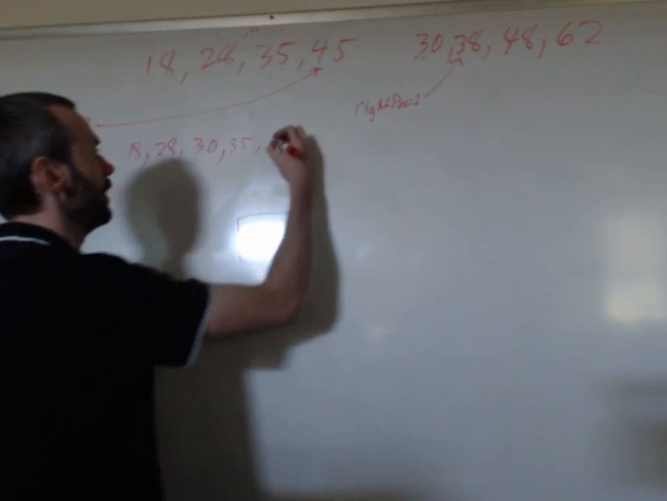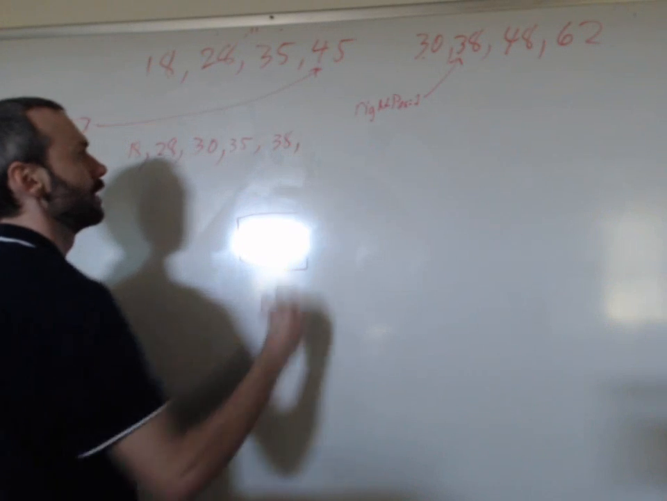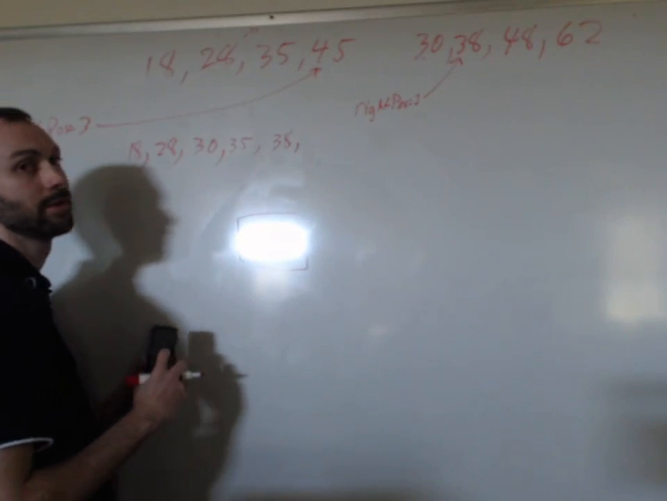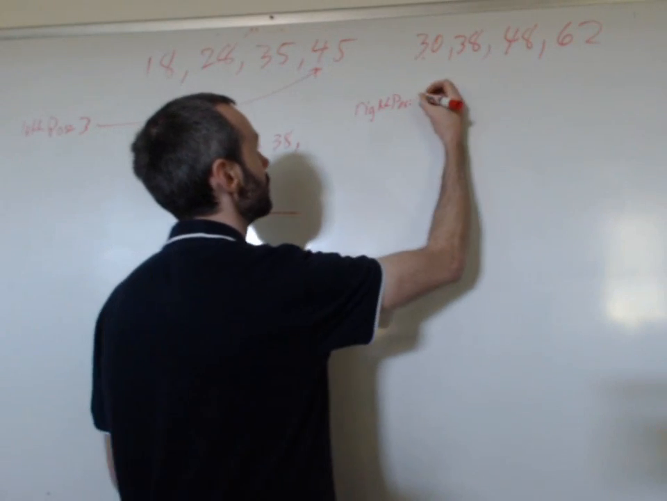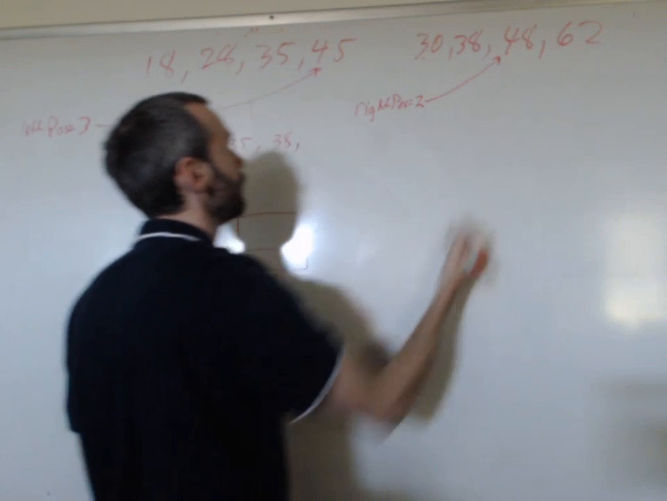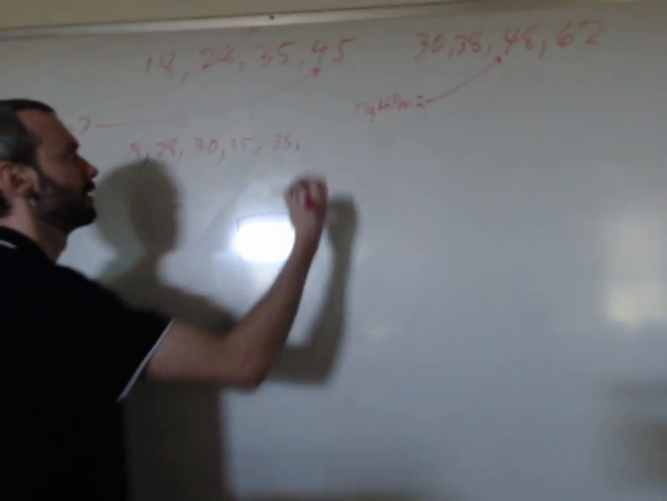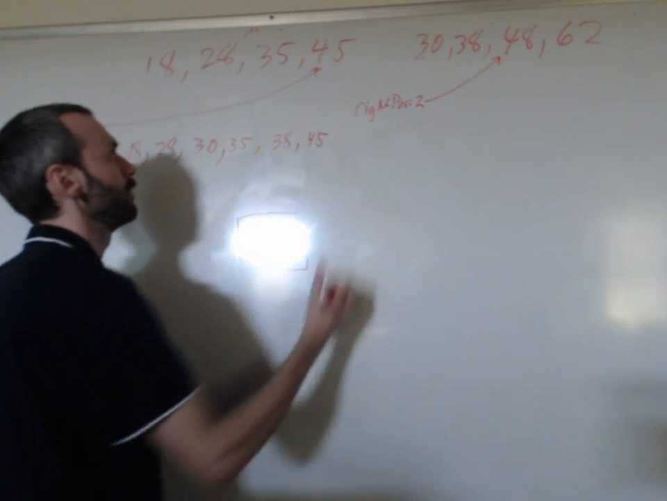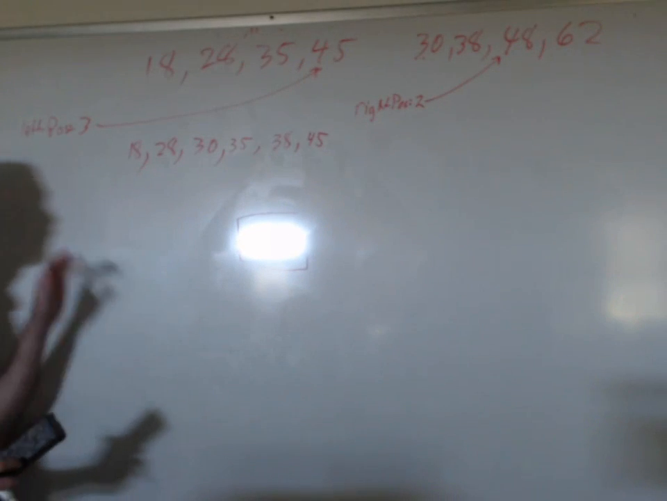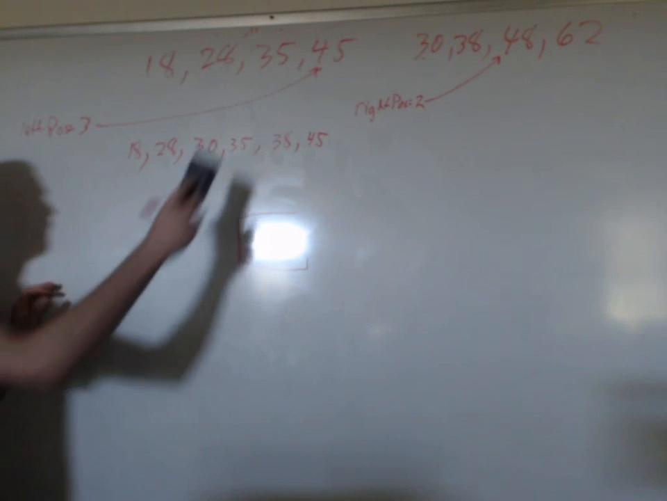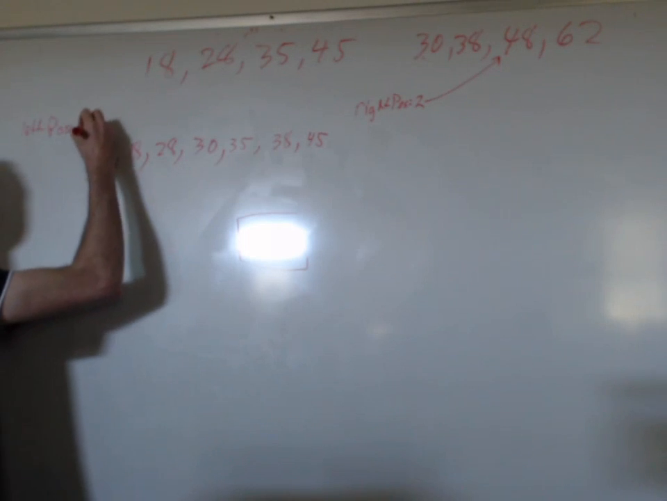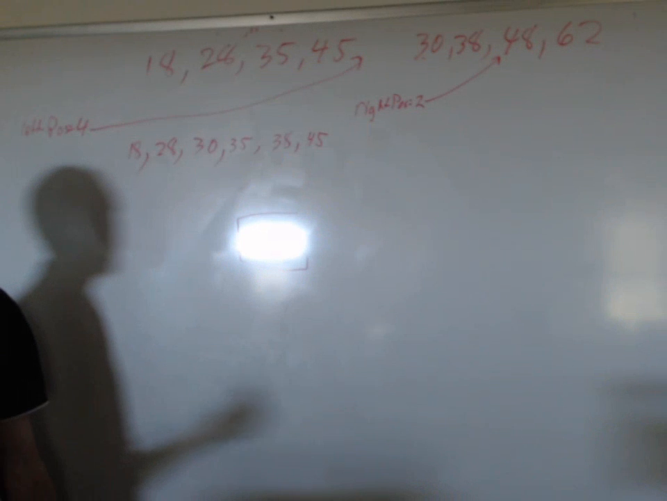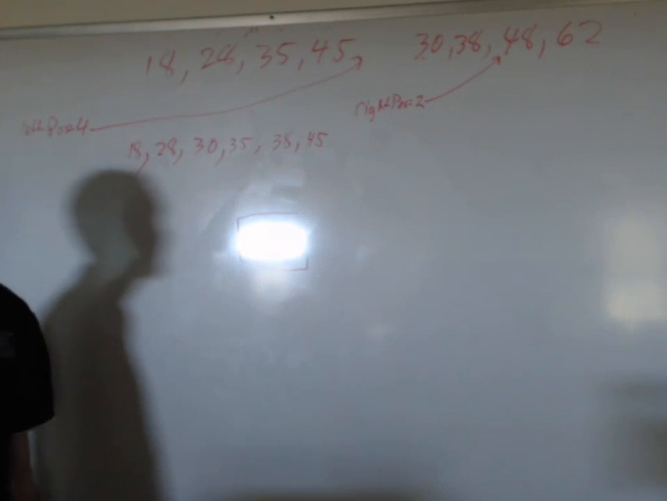38 and 45? 38. And we increment the right. 48 and 45? 45. And then we still increment. We still increment. Which you happen to know is past the length. So since it's past the length, what do we do?